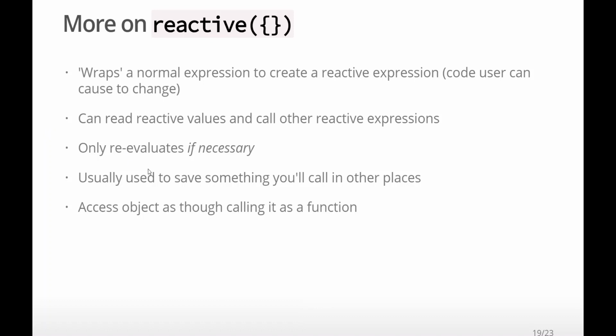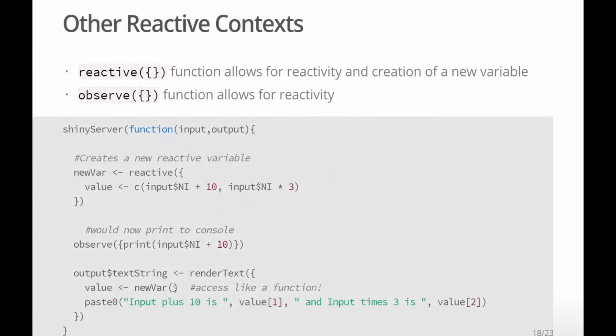This code is only going to reevaluate if necessary, of course. So anytime one of the inputs change that the reactive depends on, it will reevaluate. And again, the thing I always forget when I'm doing this, you want to access the thing that you saved as though you're calling a function with no arguments. So you want to do that. New var, open close parenthesis here.